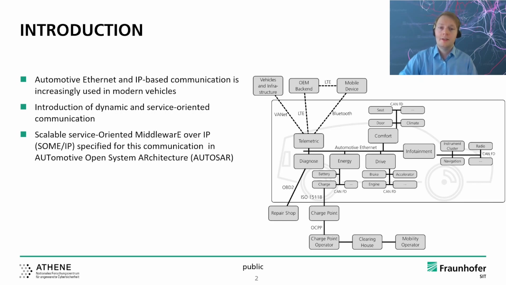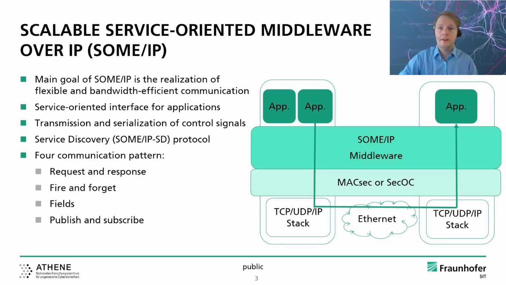Automotive networks recently changed from buses like CAN or MOST and their signal-based communication towards a dynamic, service-oriented communication via automotive Ethernet. For this purpose, SOME/IP has been introduced to the AUTOSAR standard. Scalable service-oriented middleware over IP, or short SOME/IP, is a flexible and bandwidth-efficient communication protocol that offers a service-oriented interface, allowing applications to communicate with each other without any knowledge of the network architecture.